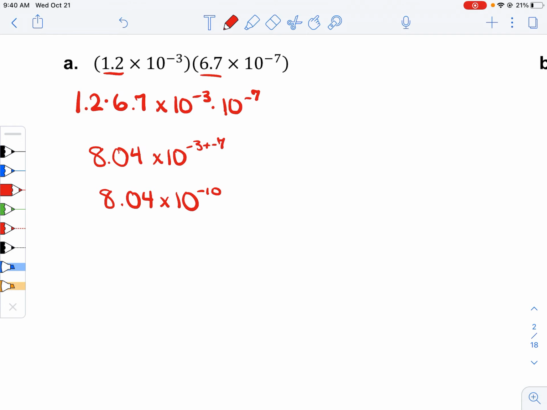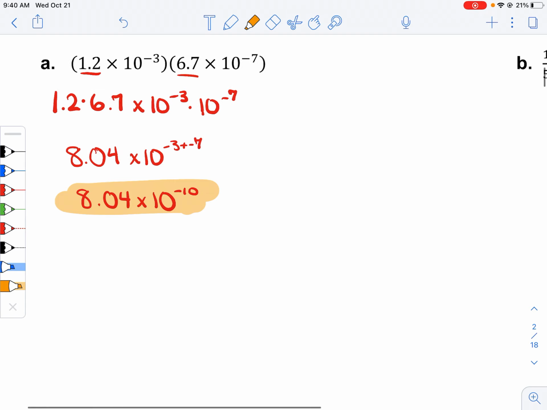Here you're allowed to leave negative exponents. That's not an issue. You really just need to make sure that this number right here is between 1 and 10. In this case, it is. So your final answer is just 8.04 times 10 to the negative 10.